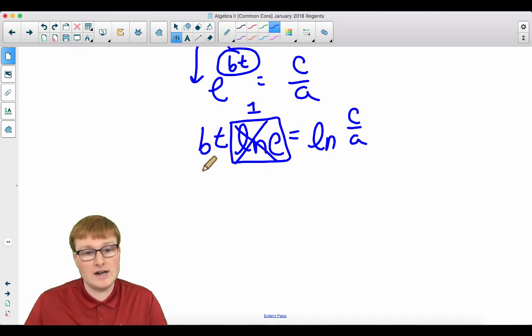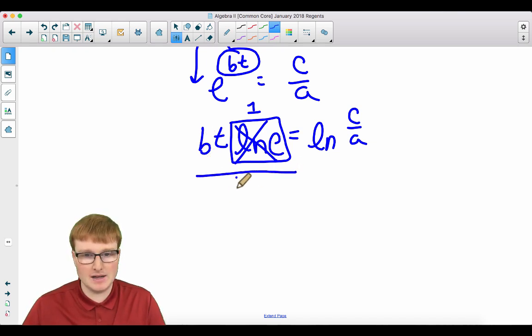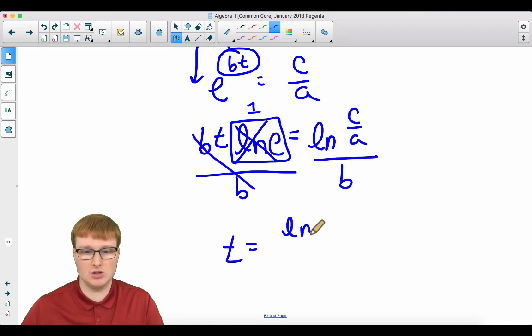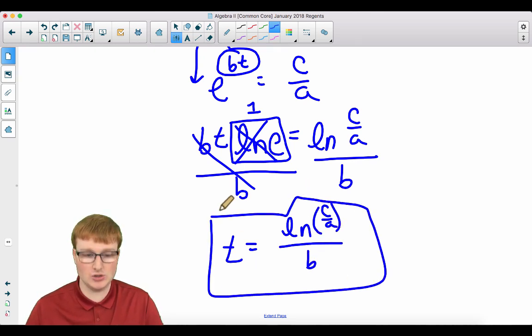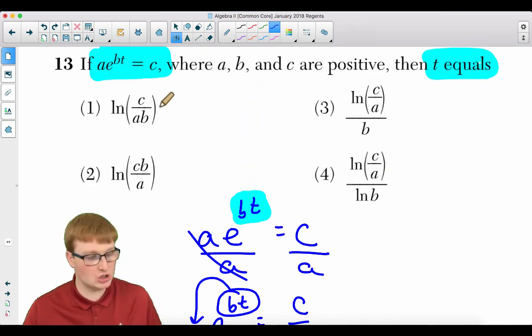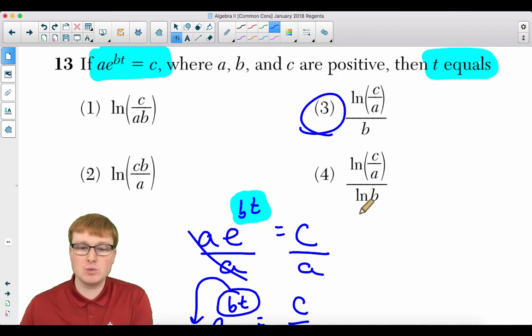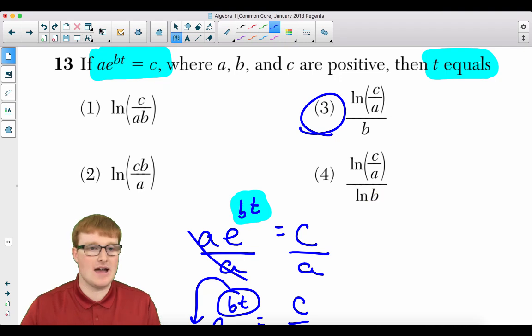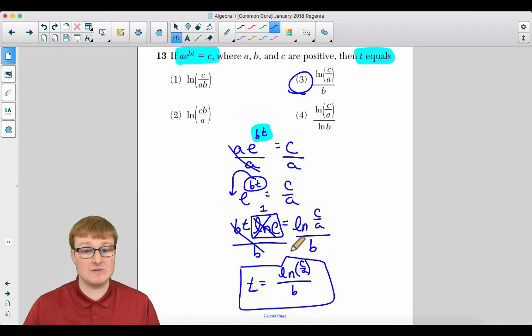So, we are now going to solve for T. We are going to divide by the letter B. Divide by the letter B. And we get T is equal to the natural log of c divided by A, all divided by B. I'll put those in parentheses because that is what it is in the answer choice. So your answer for this question is going to be choice 3. There we go. And if you got fooled with choice 4, I don't blame you, because that was a tricky answer, but there shouldn't be a natural logarithm in front of that B because we moved that down.